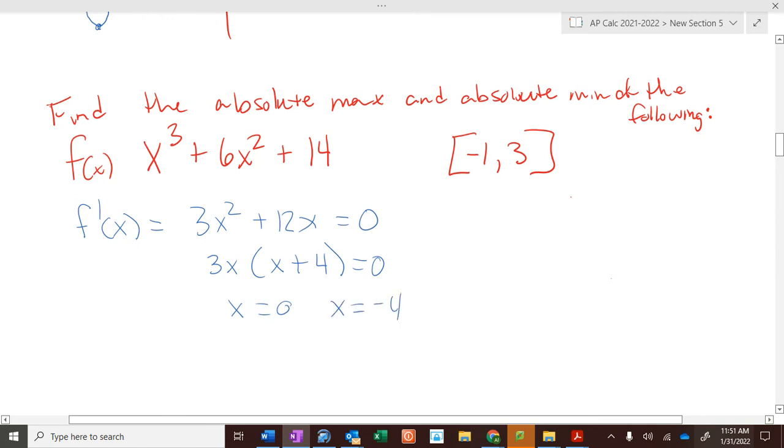Are both of these within this interval? No. This is not within the interval, so we don't worry about that one. So we test three numbers. We're going to find f of negative 1, f of 0, and f of 3. In the original equation, not the first derivative, in the original equation.